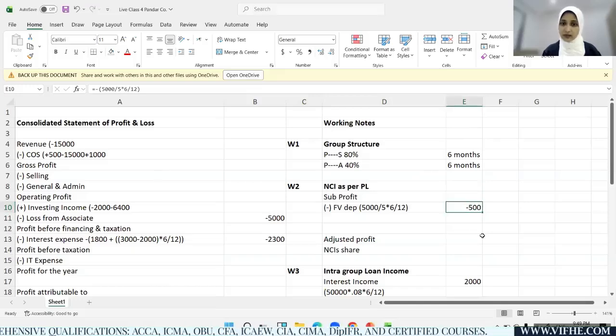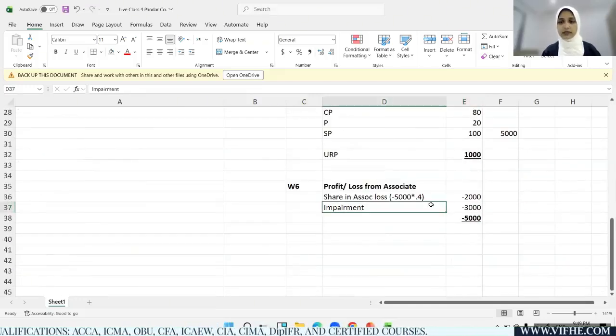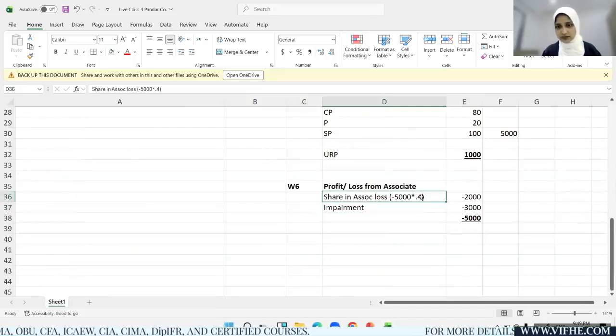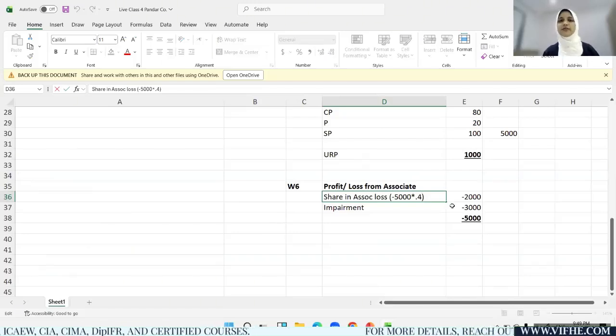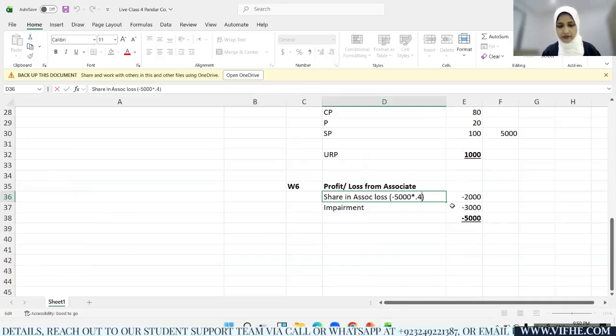Oh, yes, you are right. The loss from the associate will also be prorated. Absolutely correct. Okay, so this share in associate, first what I'm doing is I'm just taking 5 million into 40%. But of course, what I'll have to do is that I will have to pro rata for 6 months, because if you realize, associate was a mid year acquisition, it was not there with you for the whole of the year, right? So you will have to remove this.